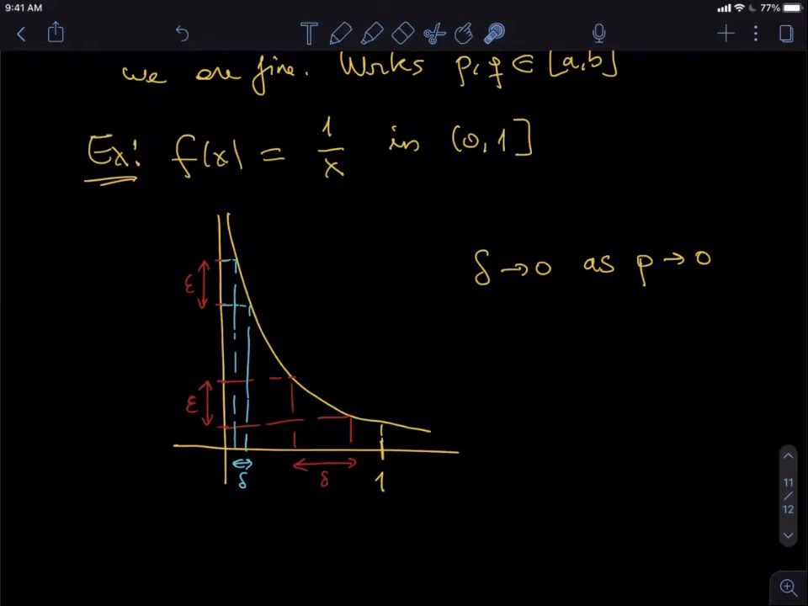So what is happening here? Notice what is happening here. F of x is continuous in the interval (0, 1], open on the left, but it is not uniformly continuous.